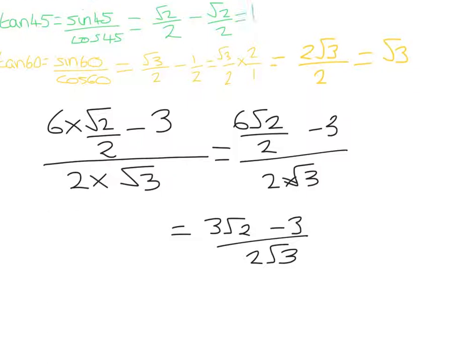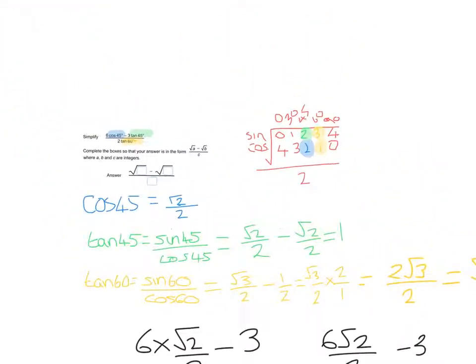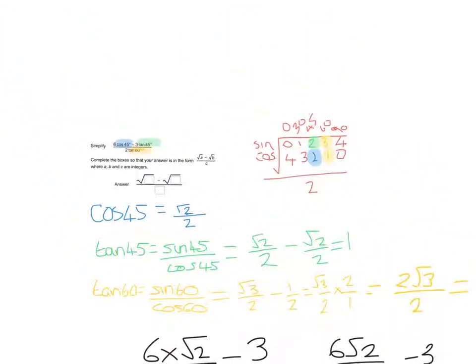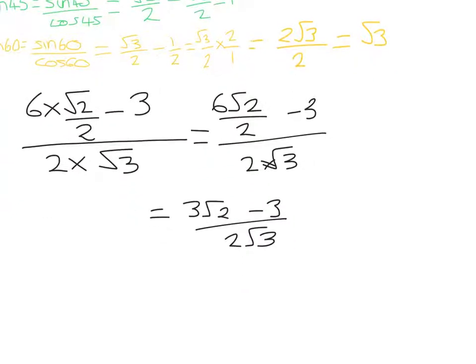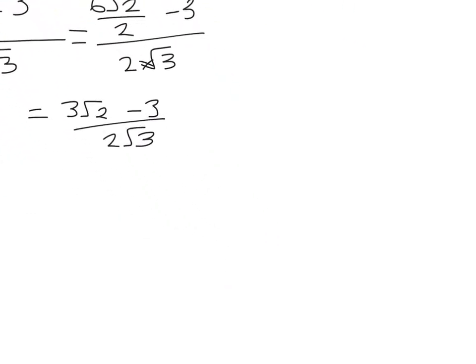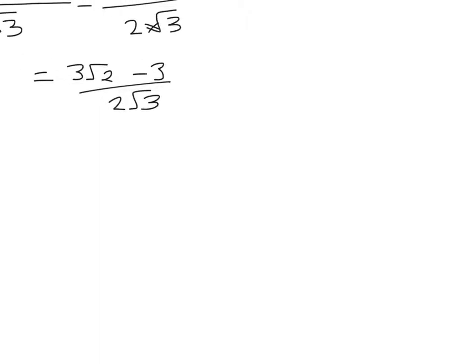Now if we have a look, this is not in the form that we want it to be, and that's because there's a surd on the bottom. So what we need to do is rationalise this denominator. So I'm just going to focus on this bit now, and I'm going to rationalise the denominator. And to do that, I need to times by root 3, so we can get rid of the surd on the bottom. That's what rationalising the denominator means. So I'm going to times by root 3 on the top and bottom.